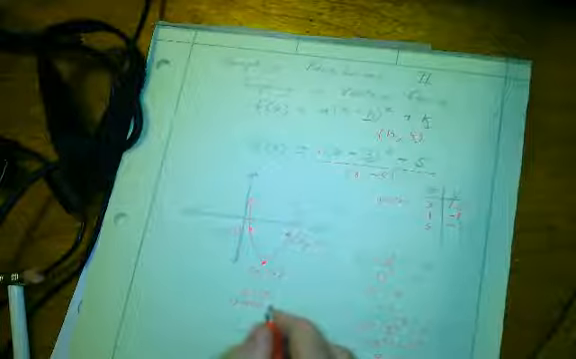And your minimum point would be negative 5.